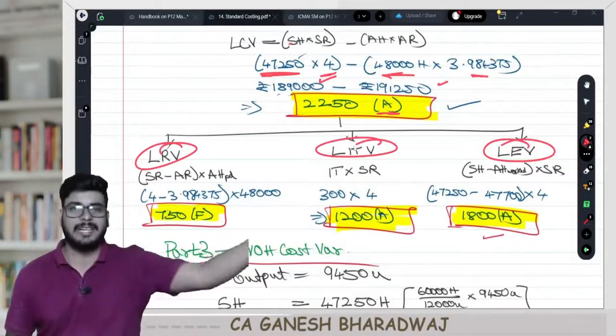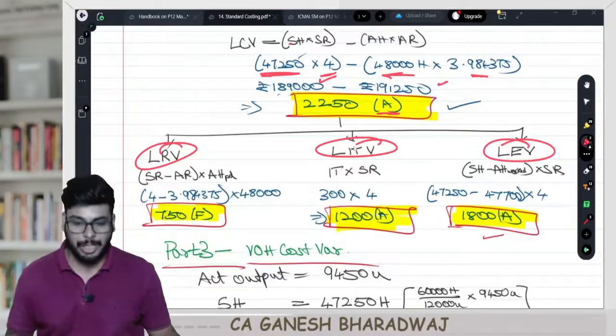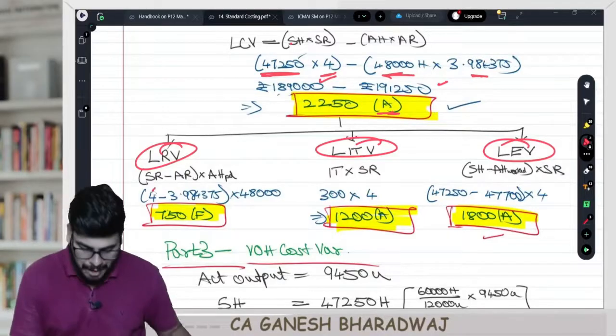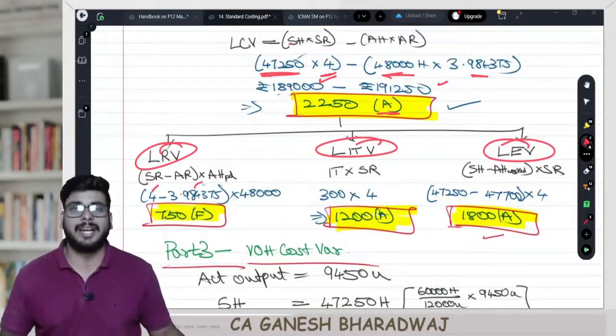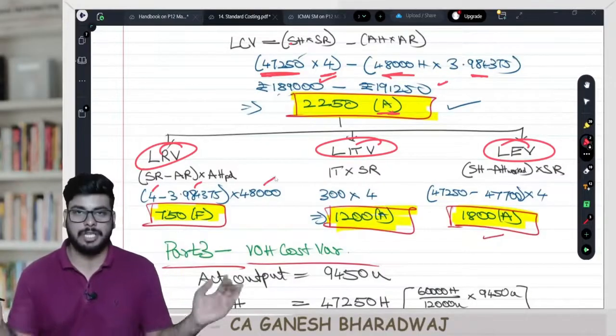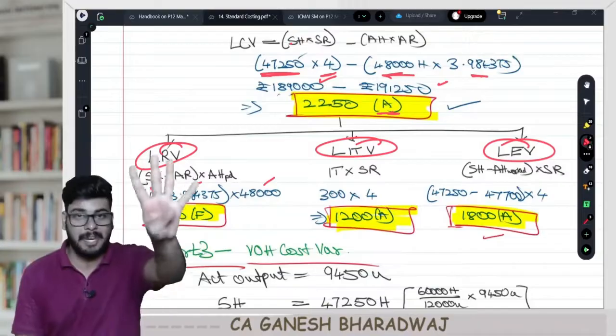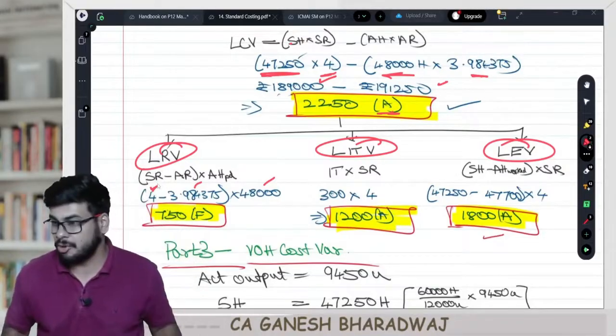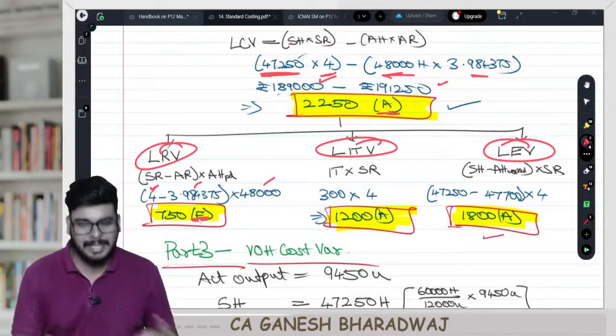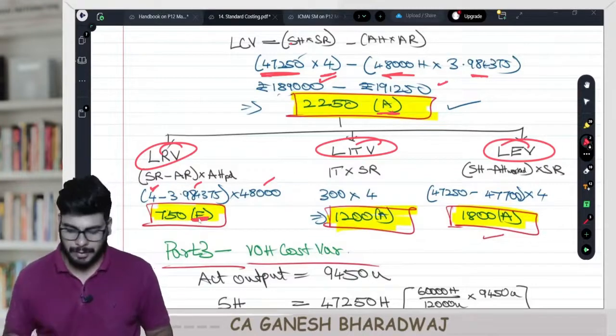Rate variance, standard rate minus actual rate into what? Actual hours paid. So what's the standard rate? I should have paid 4 rupees, but every hour I've actually paid how much? 3.98 something. And how many hours for which I've paid? 48,000. If you multiply that, so basically what has happened? You should have paid 4. You have only paid how much? 3.98 something, which means you've clearly saved some cost for the company. That's a favorable variance. The calculation is this. Clear with the 750 favorable.